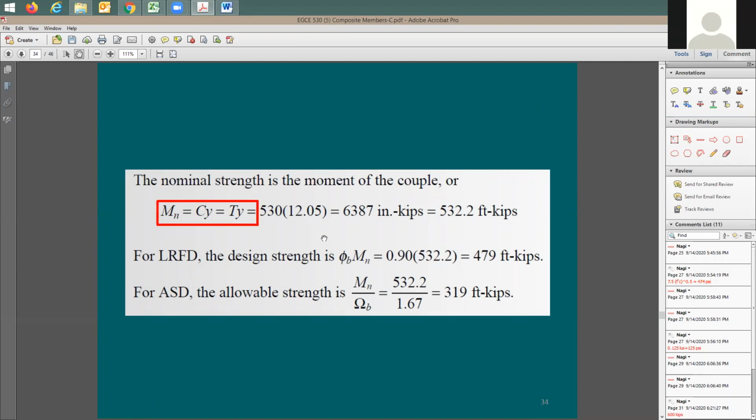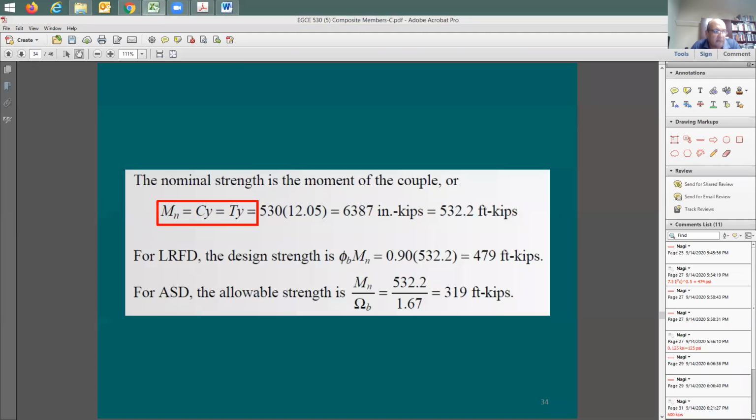So do we use LRFD and ASD and take whichever number is lower? No, usually you just do the LRFD. Don't do the ASD in this course. But this is here because I'm taking this from the book. I'm leaving in both cases so that you know the difference between LRFD and ASD. The difference is that after you get the Mn, you either multiply by 0.9 or divide by omega for bending, which in this case is 1.67.